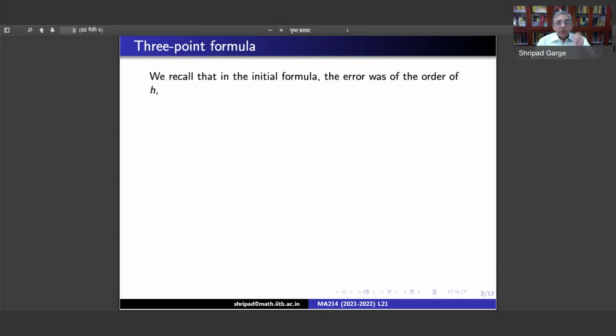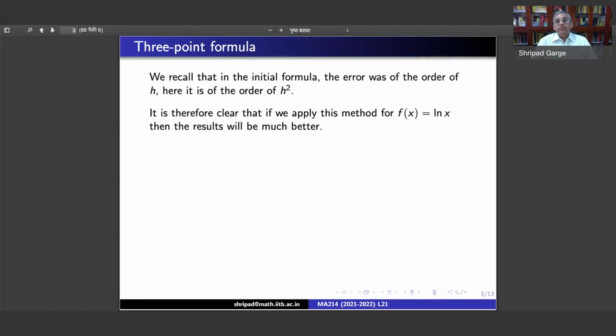Okay, so we recall that the initial formula, which we had computed using only x naught and x naught plus h, had an error of the order of h, whereas here the error is of order h square, and if your h is less than 1, then h square is less than h. So we are going to get a much better error in this case. So if you apply this for our function f(x) equal to ln x, the natural logarithm, then it's clear that our formulae will give you a better answer if you're using the 3-point endpoint or 3-point midpoint formula. So let's go and do it.